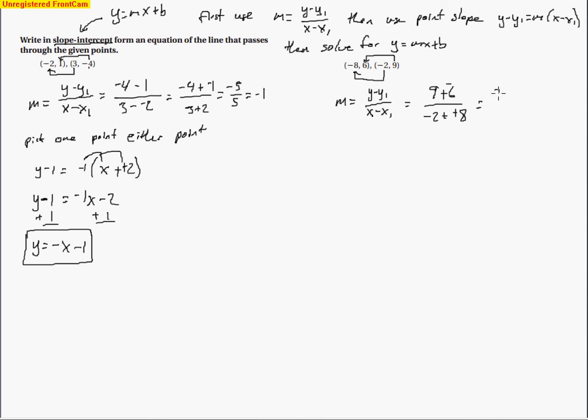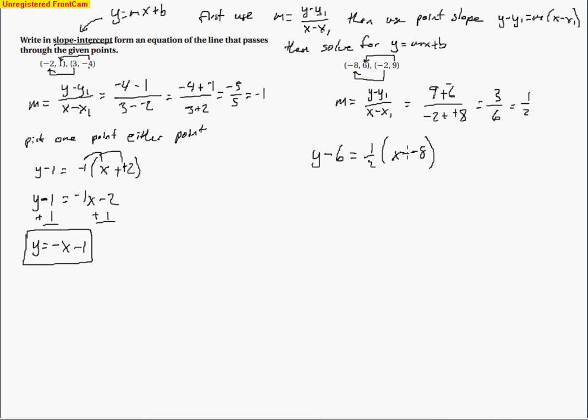And I end up with 3 over 6. Opposite signs, so I subtracted on those. And that leaves us with 1/2. So I'm going to use that slope, and I'll use one of the points. It doesn't matter which one, you take either point. I'll use the first one again. So y minus 6 equals 1/2 of x minus negative 8.